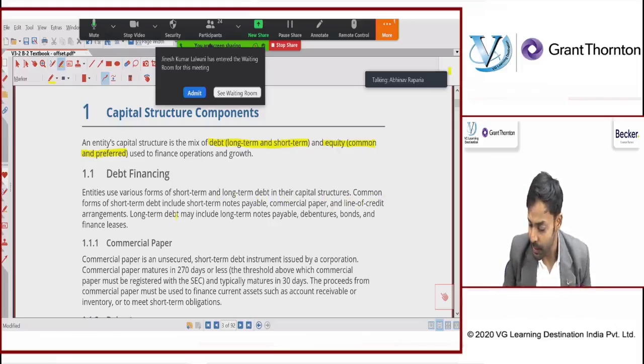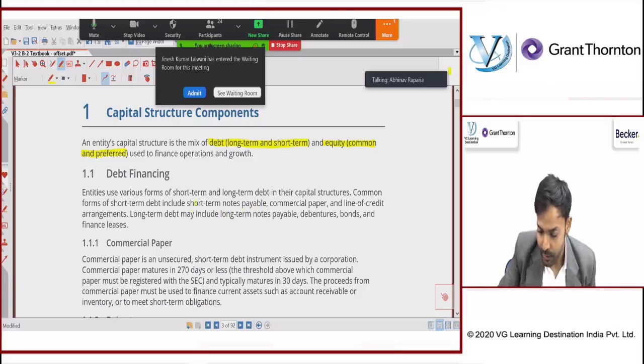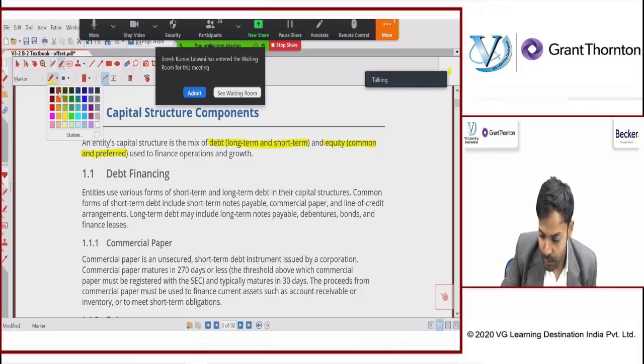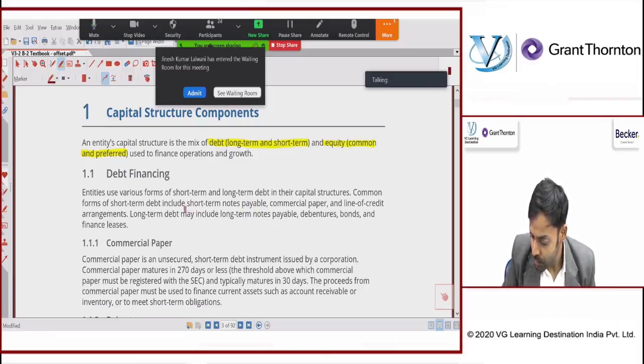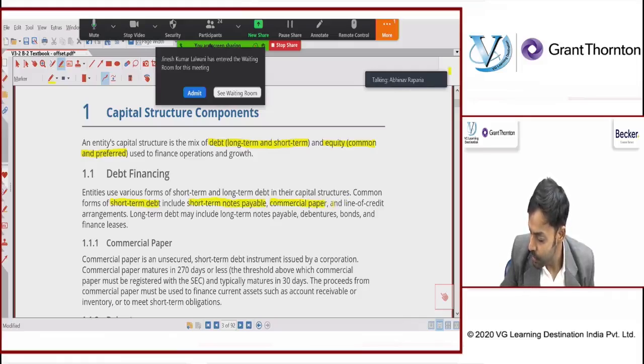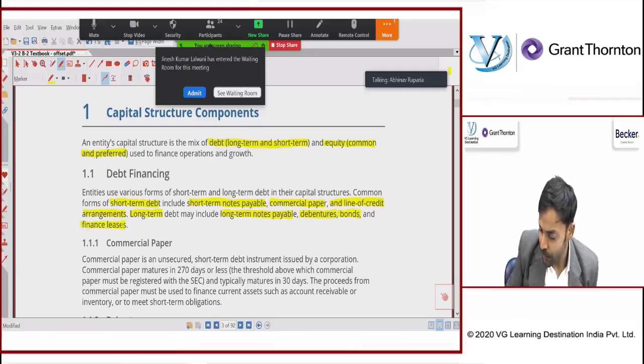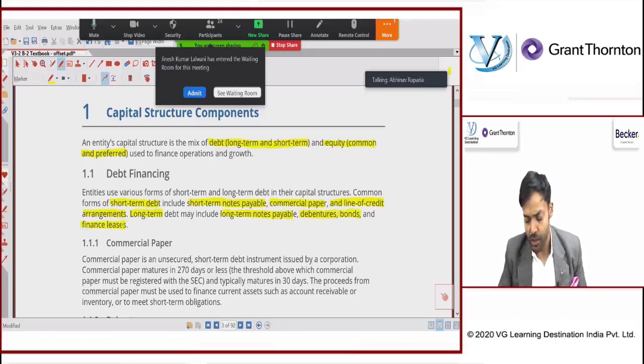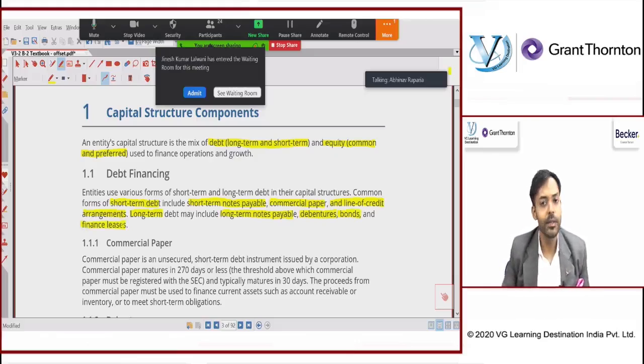The common forms of short-term debt include short-term notes payable. So let's just mark this. Short-term is going to be short-term notes payable, commercial paper, and line of credit arrangements. Long-term will include long-term notes payable, debentures, bonds, and financial leases. I understand all of you understand notes payable and commercial paper. What is a line of credit arrangement?